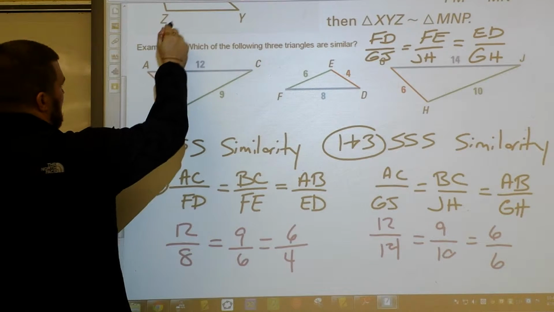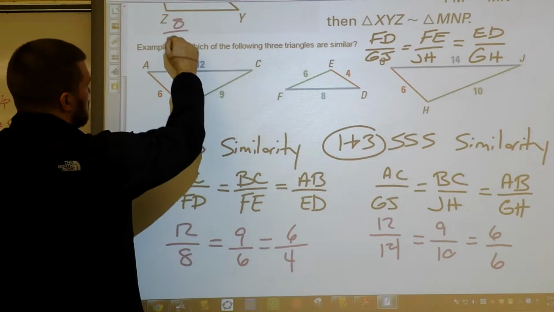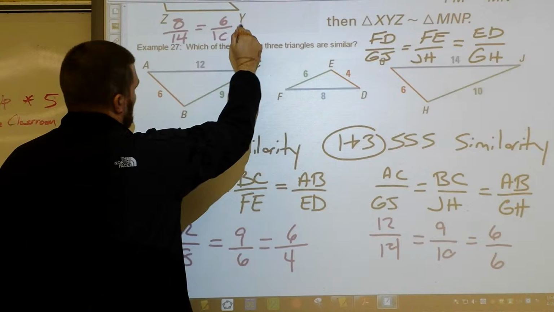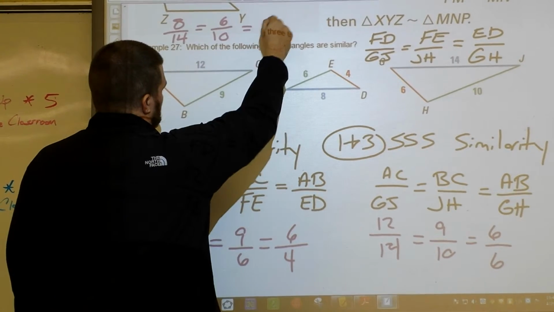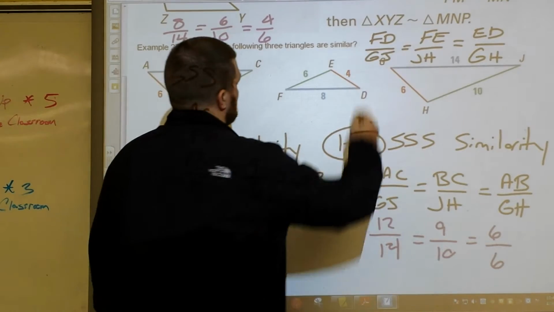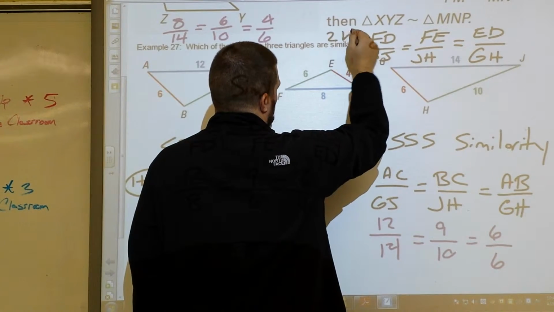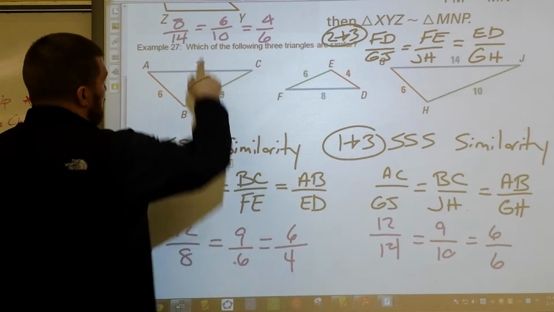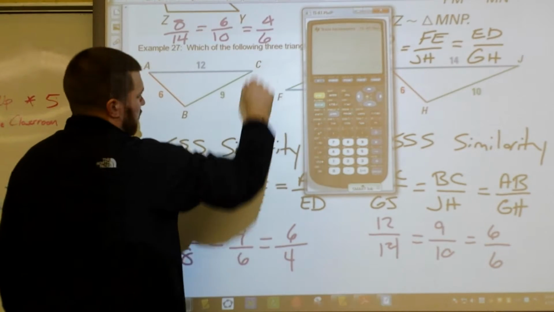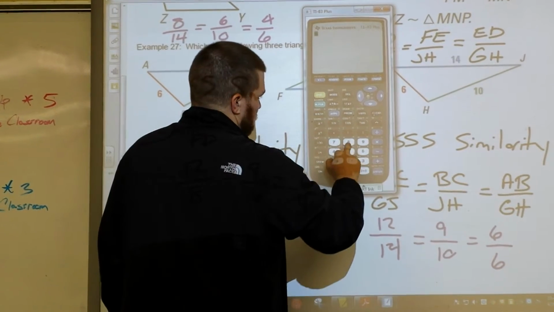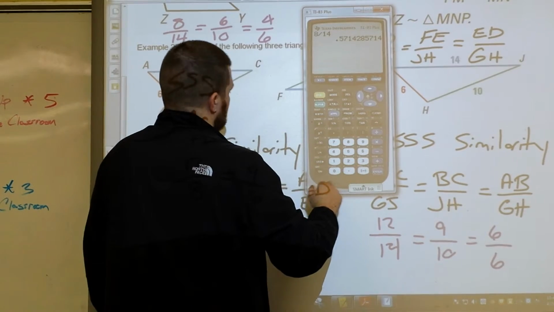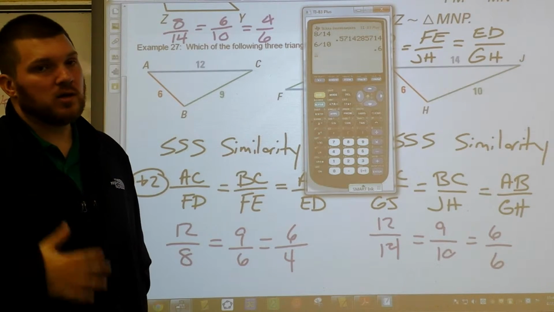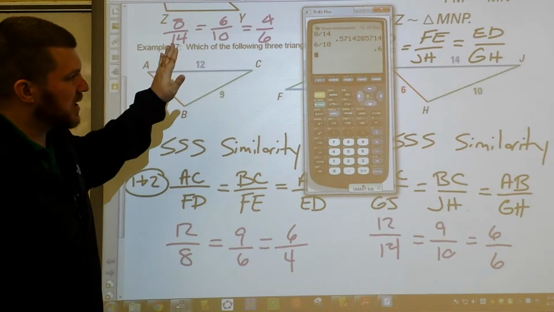FD is 8 over 14. That's supposed to be equal to 6 over 10, and that's supposed to be equal to 4 over 6. Again, this was triangles 2 and 3. I'm going to use my calculator. Each of these fractions has to come out to be the exact same decimal. 8 over 14 gives a nasty decimal, 6 over 10 is 0.6. So 0.57 and 0.6 are close, but again, close is not good enough. They have to be exactly the same for this to work.